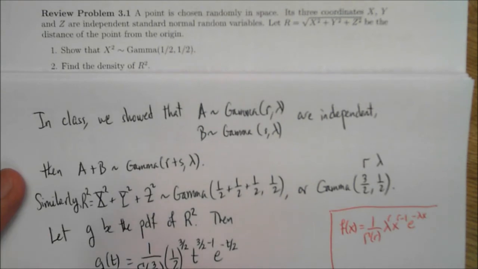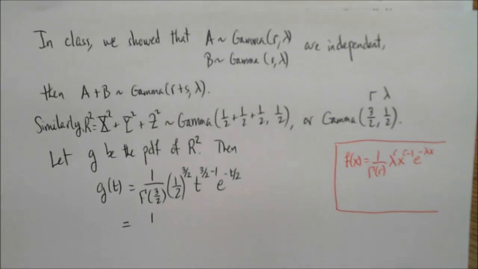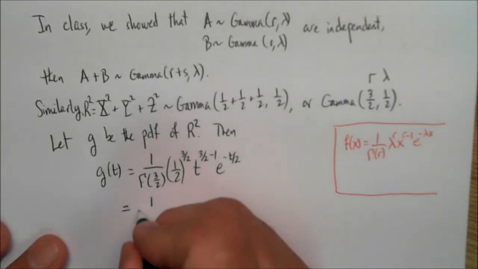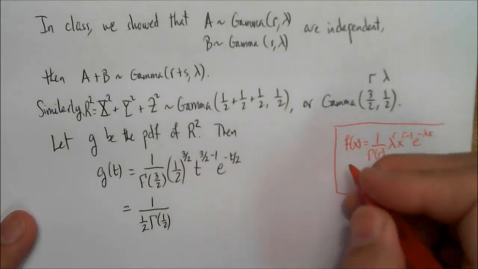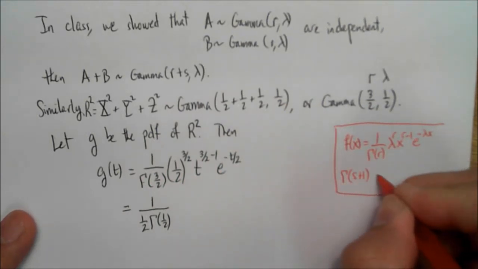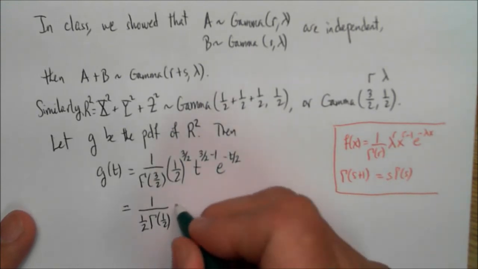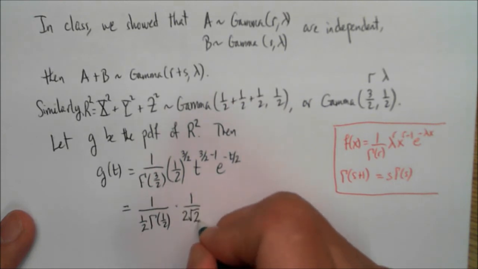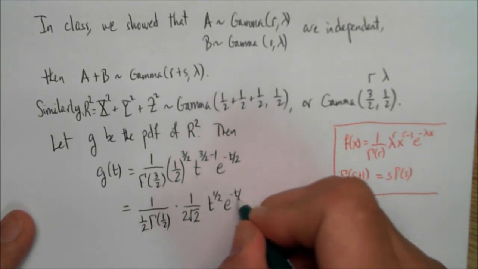Okay, now let's see if we can simplify this. By one of my rules for the gamma distribution, gamma of 3/2 is equal to 1/2 times gamma of 1/2. The rule that I used there is that gamma of s plus 1 is equal to s times gamma of s, and I'm using the rule here with s equal to 1/2. Then 1/2 to the 3/2 is 1 over 2 square root of 2. Then I have t to the 3/2 minus 1, so that's t to the 1/2, times e to the minus t over 2.